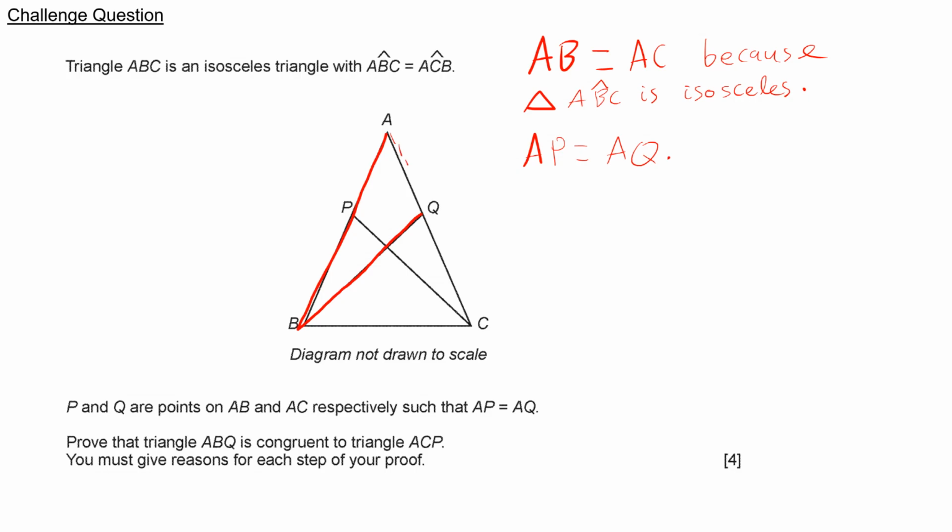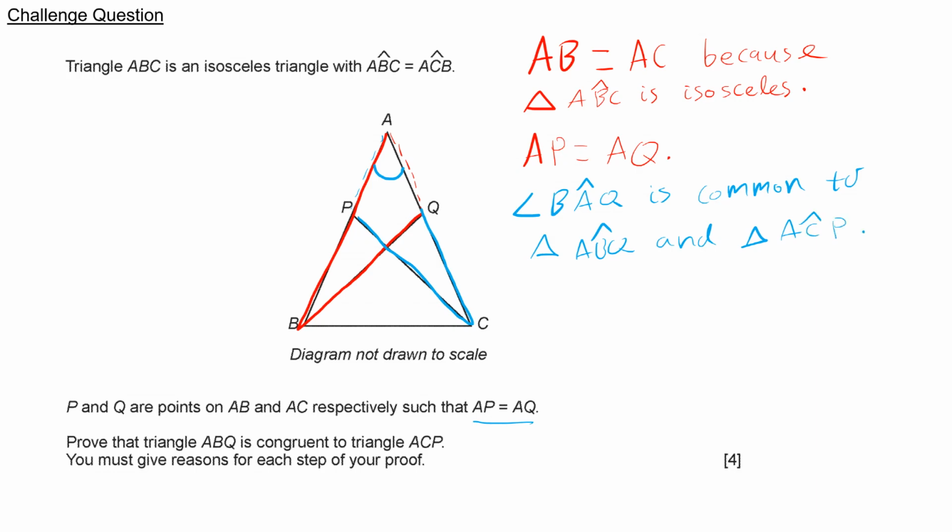Now we know that AQ is equal to AP, because they've just given us that in the question. And we know that this angle A is in common, so we can say angle BAQ is shared by the two triangles. So that's common to triangle ABQ and triangle ACP.